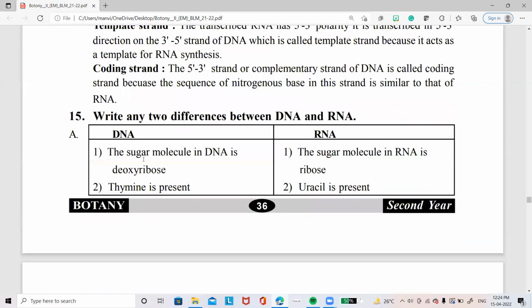Question number 15. Write any two differences between DNA and RNA. The sugar molecule in DNA is deoxyribose. The sugar molecule in RNA is ribose. In DNA, thymine is present. In RNA, uracil is present.